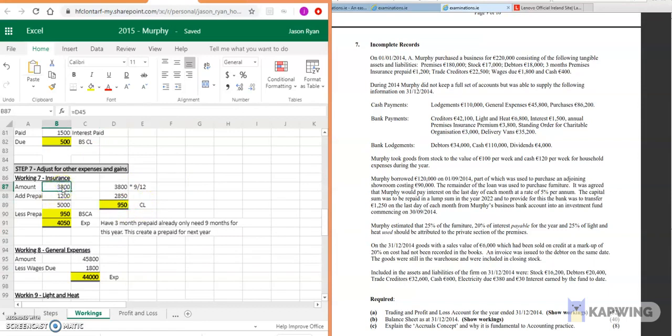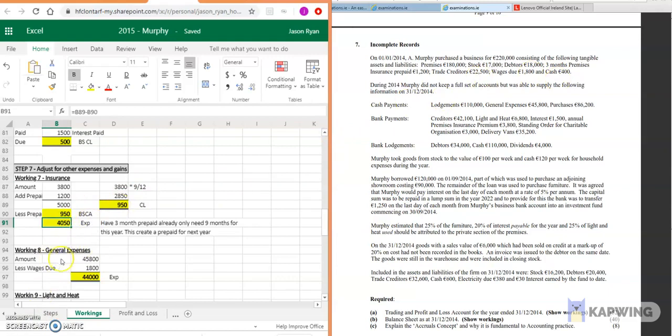So in here you're going to have 3,800 plus 1,200, because that's the amount that we've actually paid. So we paid 3 months from the previous period. We've paid 12 months for this period. So it gives us 5,000 less the prepaid amount of 9,500. That's the 3 months that we've left over. And that's going to give us the expense for this period of 4,050. And that goes into your profit and loss account.